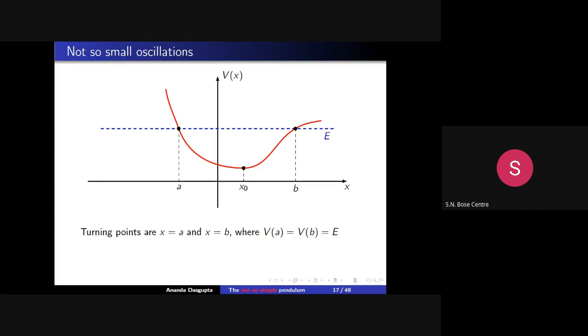So at A and B, the particle has no kinetic energy. The potential energy is all it has. So the particle is momentarily at rest at A and B, and they turn around from those points. That's why they're called turning points.